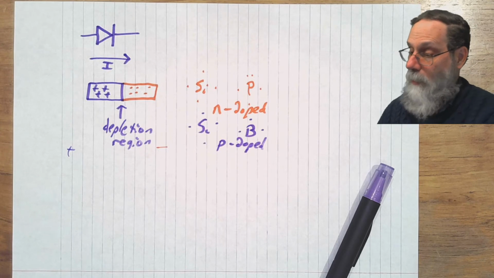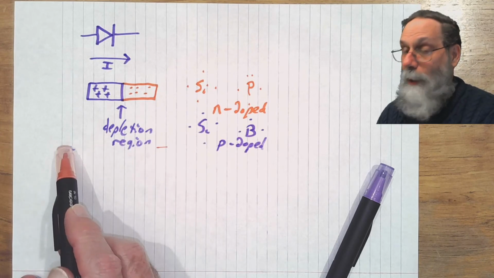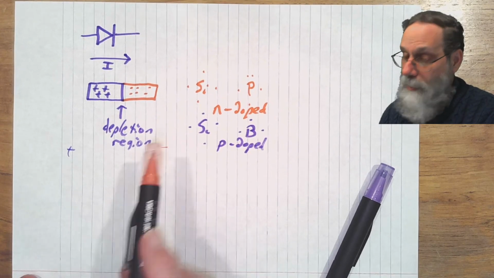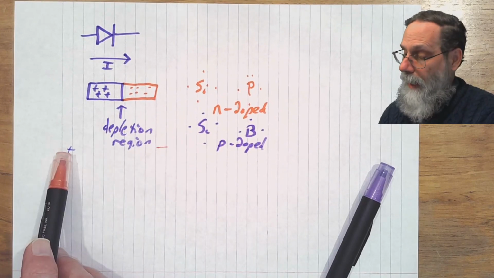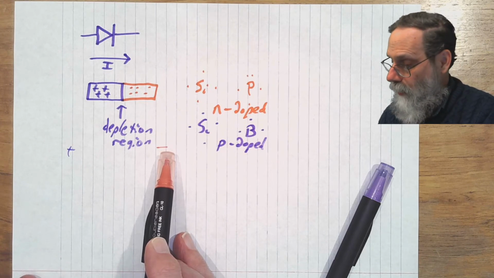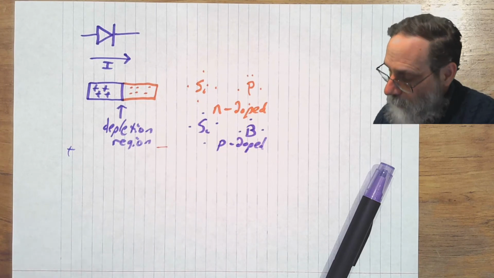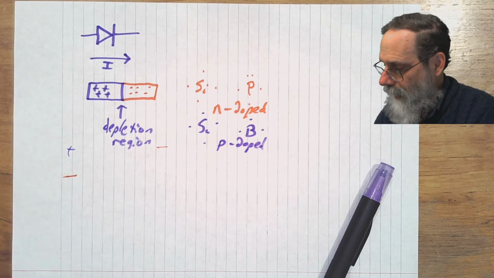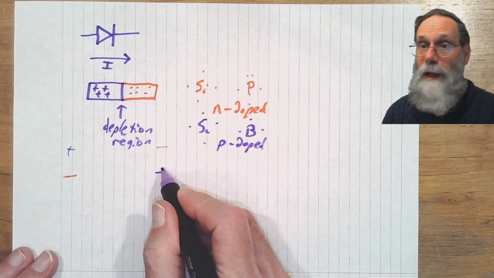get current flowing through the diode. So if this side's positive on the left and this side on the right is negative, we get current flow. What happens if we hook it up the other way around and put the negative on this side and the positive on this side?